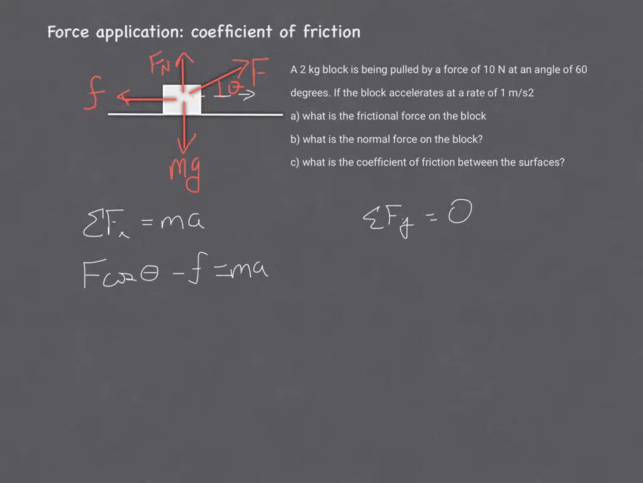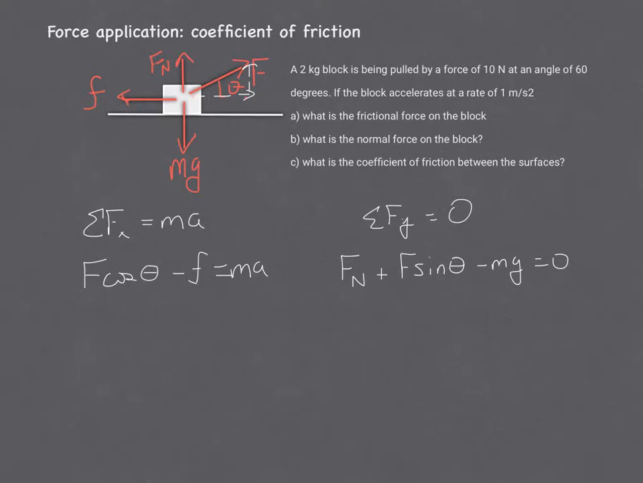Up and down I have three forces. I have the normal force. I also have the y component of the applied force. So since it is going up, I'm going to add it. And I have mg down. Okay, that process gets us to this point.